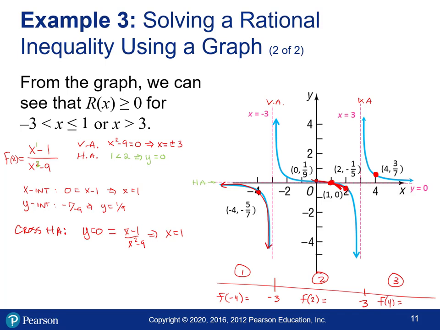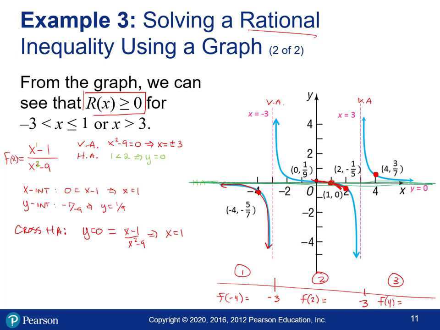Okay, so there's the graph. So that's a quick review on graphing rational functions. But now back to what the question was really asking. When is that function greater than or equal to 0? So greater than or equal to 0, let's change the color here, is going to be touching or above the x-axis. So anything touching or above the x-axis.